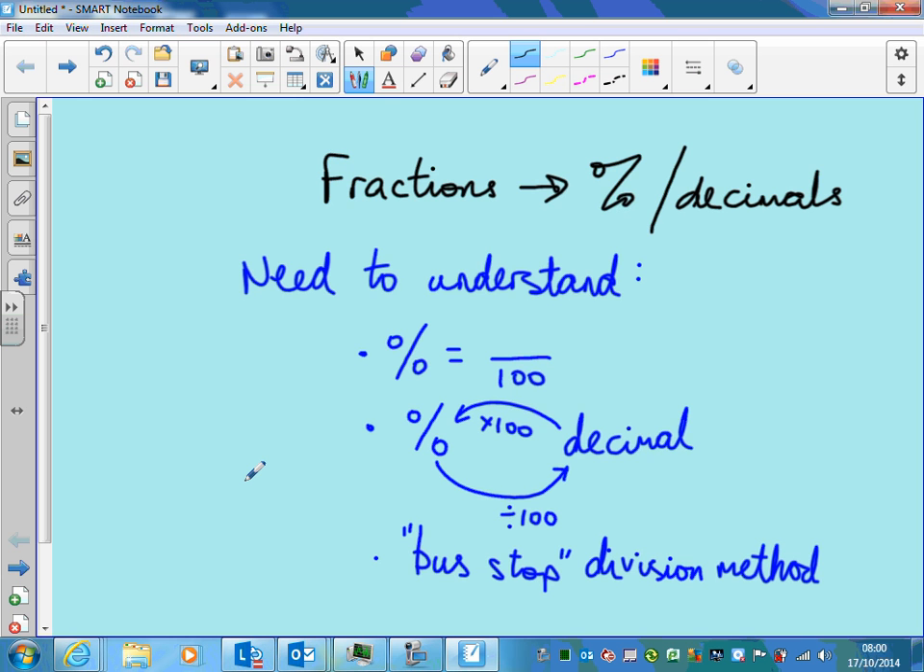You need to understand, secondly, that percentages and decimals are easily converted from one to the other. To turn a percentage into a decimal, you can divide it by 100, and to turn a decimal into a percentage, you can multiply it by 100. And the last thing you'll need to be confident with in order to follow this video is the bus stop division method. It's what we call the bus stop method. You'll see it later on. It's the written method of division that we tend to use in England, and I suspect most other places.